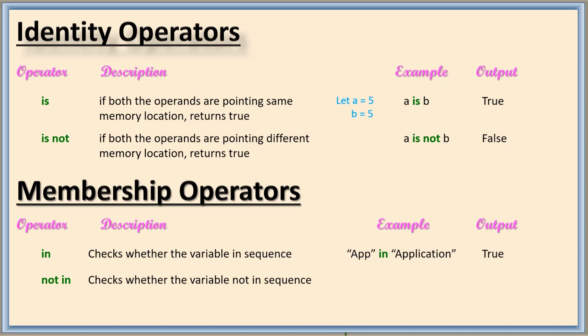Next we are having not in. It checks whether the variable is not in the sequence. For example, text not in textbook. See, actually text is a part of textbook, so it is false. Next we are having shift operators. This also works with the binary.